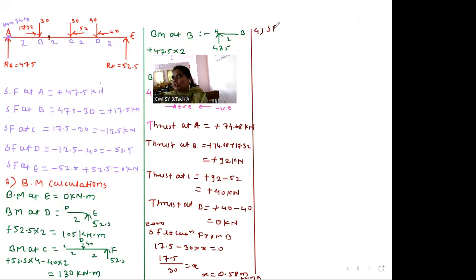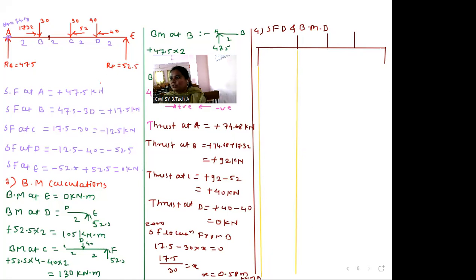Last step, shear force diagram and bending moment diagram. So first I will draw the figure. Suppose this is the A point, this is the E point. On that, this is 2, this is, and this is. After that, we have to extend all these lines. Here we have to draw a total of 3 figures: shear force, bending moment, and thrust diagram.